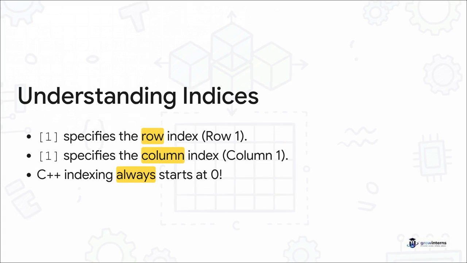Let's just hammer this point home, because this is probably one of the most common places for bugs when you're starting out. The first bracket is always the row. The second is always the column. And please, please, please never forget, computers start counting from 0. Forgetting this is practically a rite of passage, but let's try to skip it if we can.